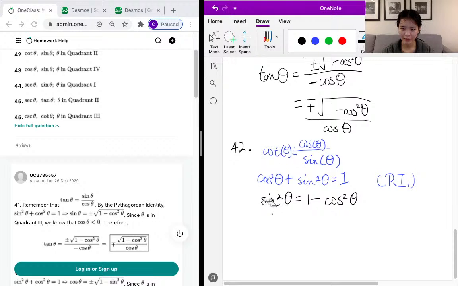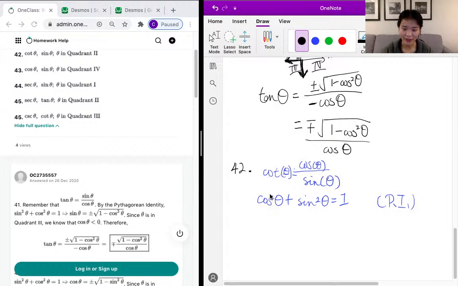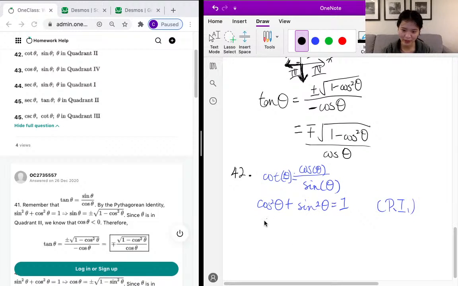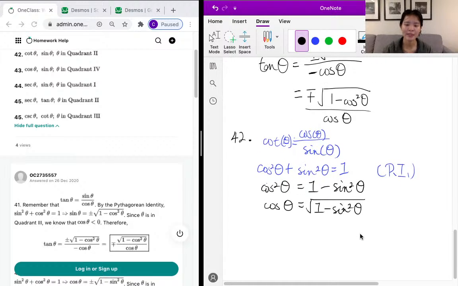We are trying to do cos of theta. My fault. Okay, so now let's write our cos of theta in terms of our sine of theta. So we subtract sine squared of theta from both sides of the equation, and then I take the square root of both sides. And we have our cos of theta is equal to the square root of 1 minus sine squared of theta.